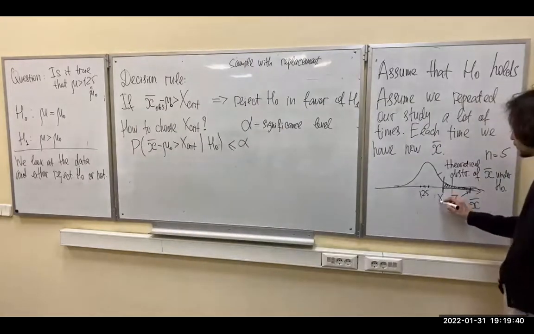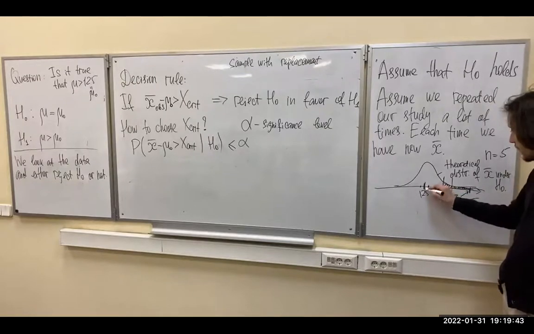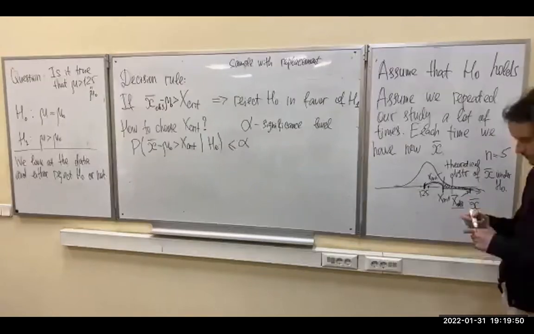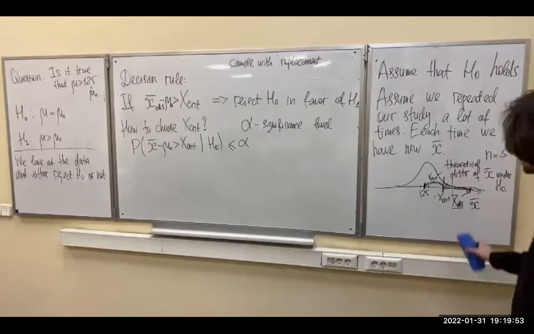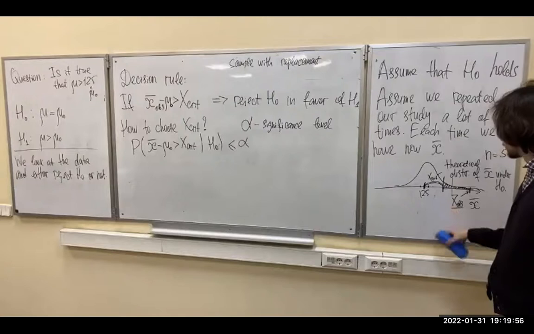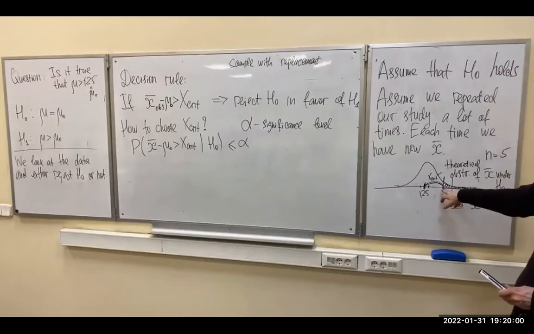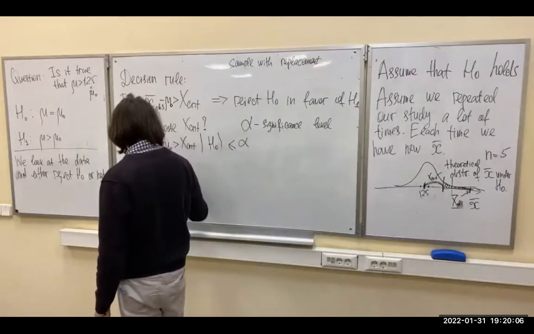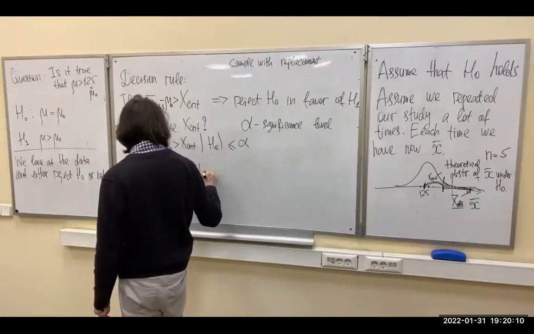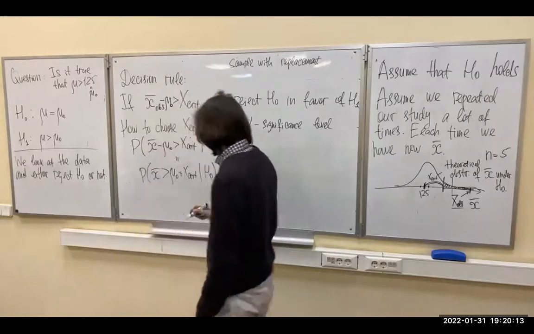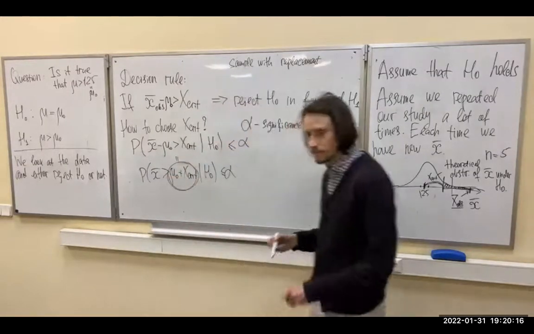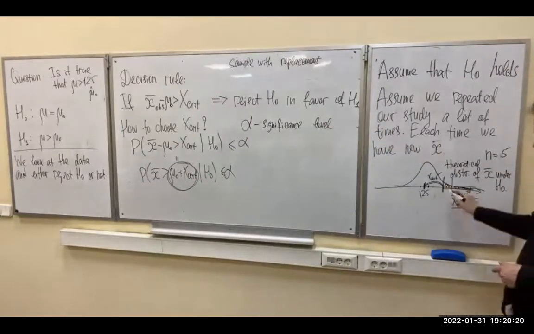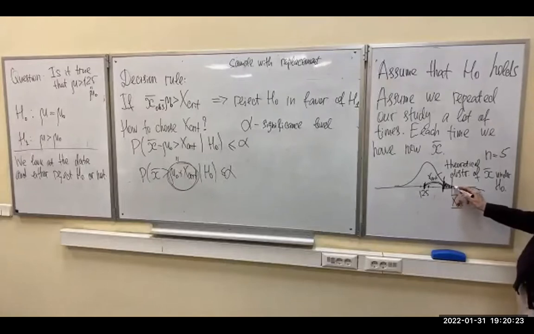I just want this x critical to be the difference between, basically I want this thing to be x critical, but probably it makes it not easier but more complicated. Let me rewrite it in this way. So I'm interested in this number now. I'm interested in this point. And this point is chosen in such a way that this area is equal to alpha.